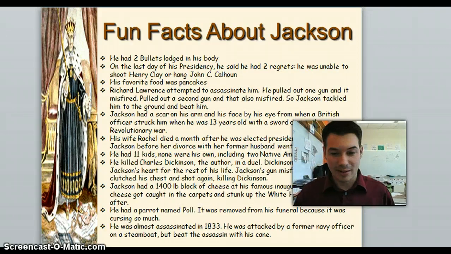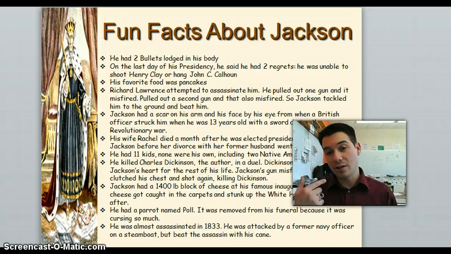I always love to do fun facts about him. He has got some great fun facts. He had two bullets lodged in his body his entire life. On the last day of his presidency, he had two regrets. He was unable to shoot Henry Clay or hang John C. Calhoun. His favorite food was pancakes. Richard Lawrence attempted to assassinate him once. He actually pulled out one gun and it misfired, pulled out a second gun and it also misfired. So Jackson tackled him to the ground and beat him.